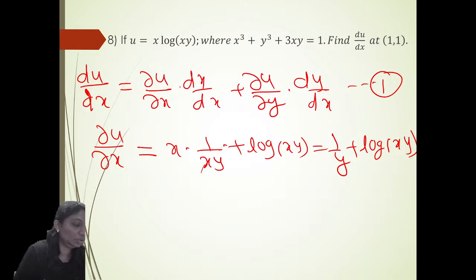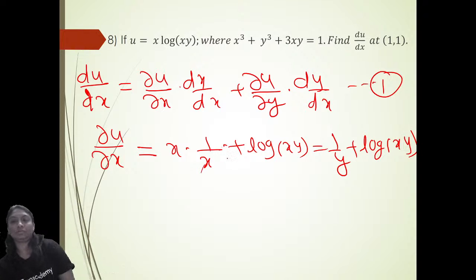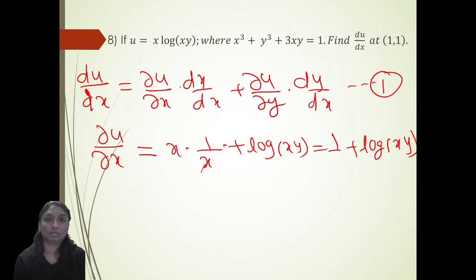Log of x into y. So the derivative of 1 upon y is 1 upon x only. First into derivative of second, x into y, so x into y log x.